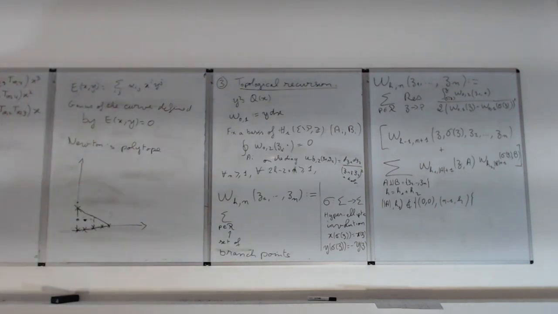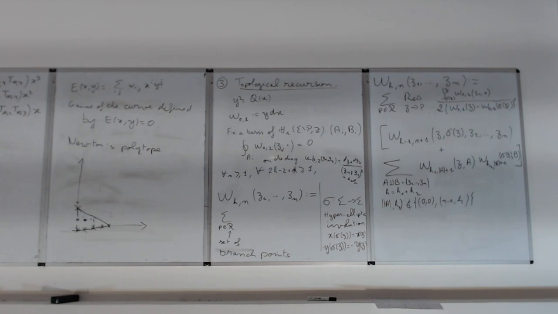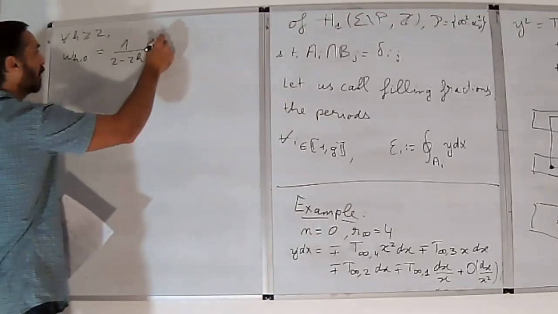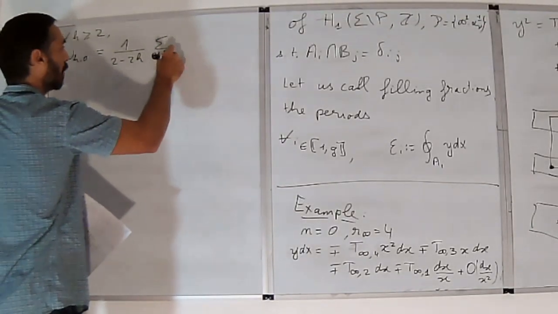Now, this is valid only for n greater or equal to 1. So you need at least one variable. So you will have a one-form. But we can define it also for n equal to 0. So I will not give you all the formulae, but I will give you a formula for h greater or equal to 2. We can define some omega h,0, which is now just a number. And it's 1 over 2 minus 2h, sum over p branch point.